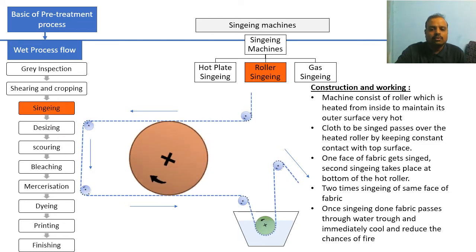the water trough. The fabric is singed twice from the same roller, and then it passes over the guide roller and moves into the water trough. As we all know, the water trough is needed because the singed fabric is very hot and there will be a chance of catching fire. To avoid this, the fabric is immediately dipped into cold water and its temperature is lowered, and once the dipping is completed it then passes to the next process.